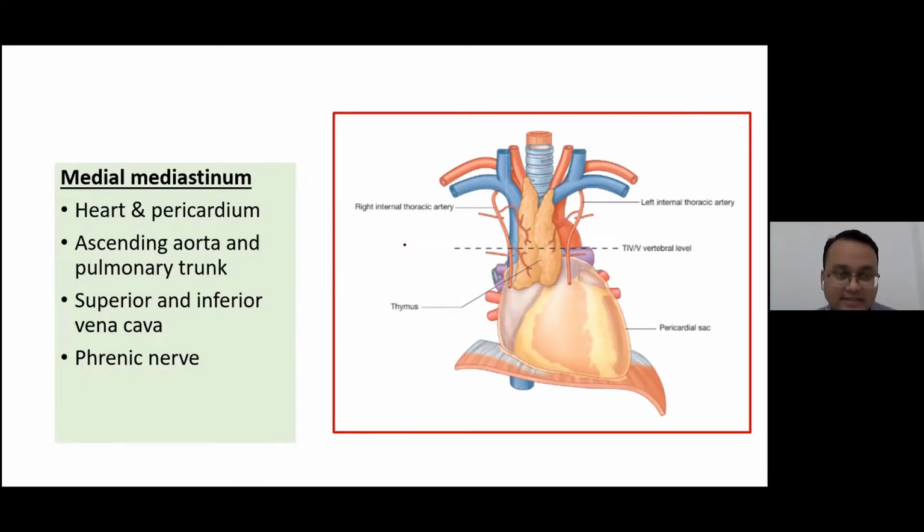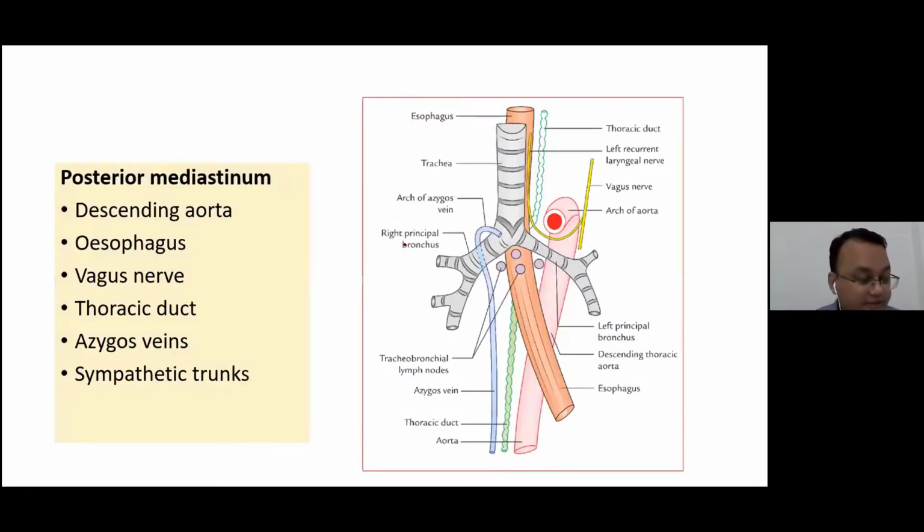Besides that, you have the ascending aorta and pulmonary trunk, the superior and inferior vena cava continuing into the medial mediastinum, and the phrenic nerve passing through in relation to the heart. Posteriorly, this is the posterior mediastinum behind the pericardium. These are certain structures that you find in the posterior mediastinum.